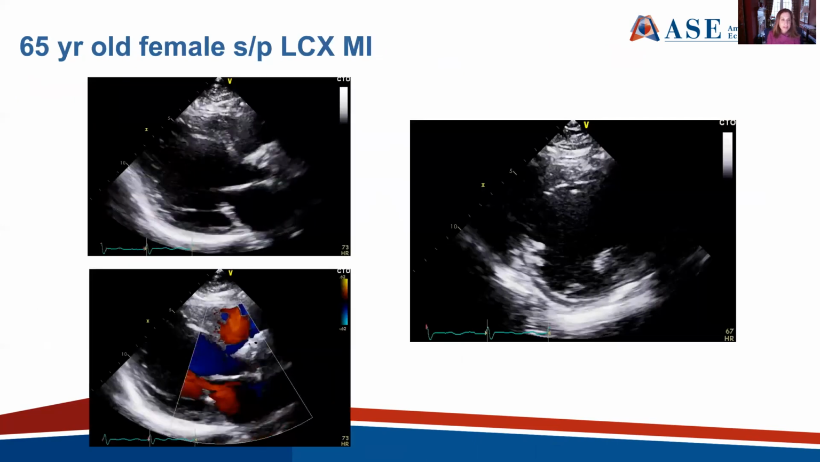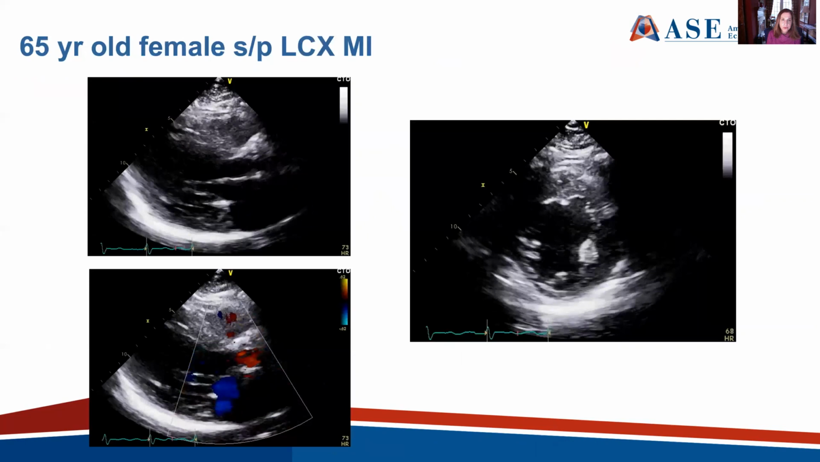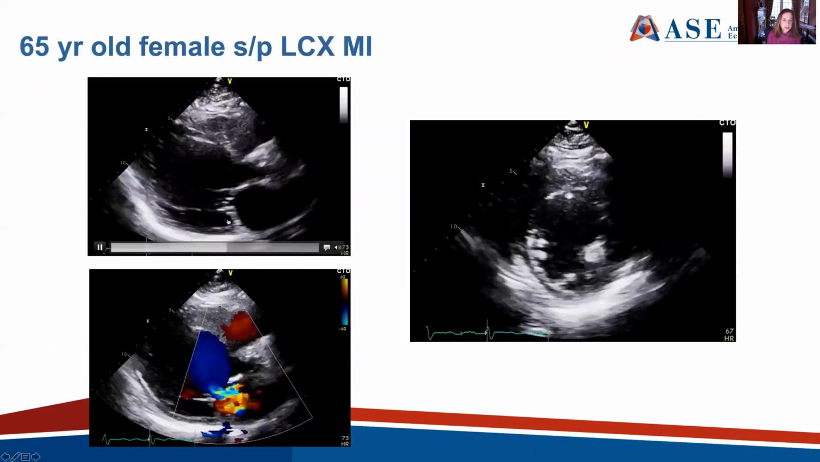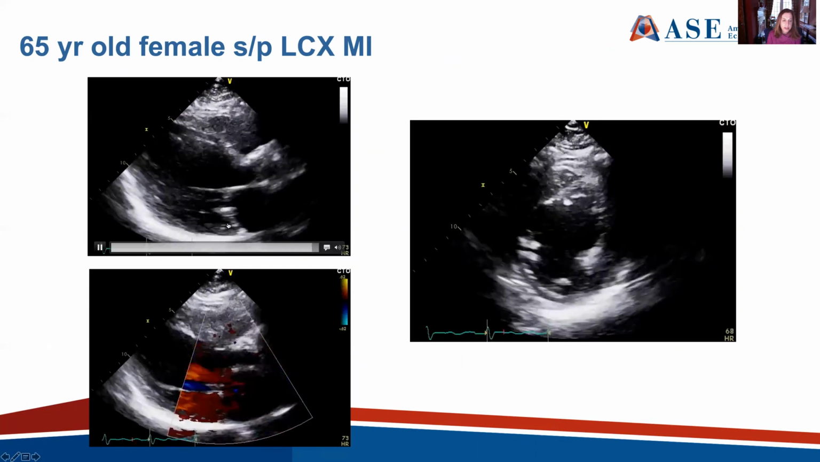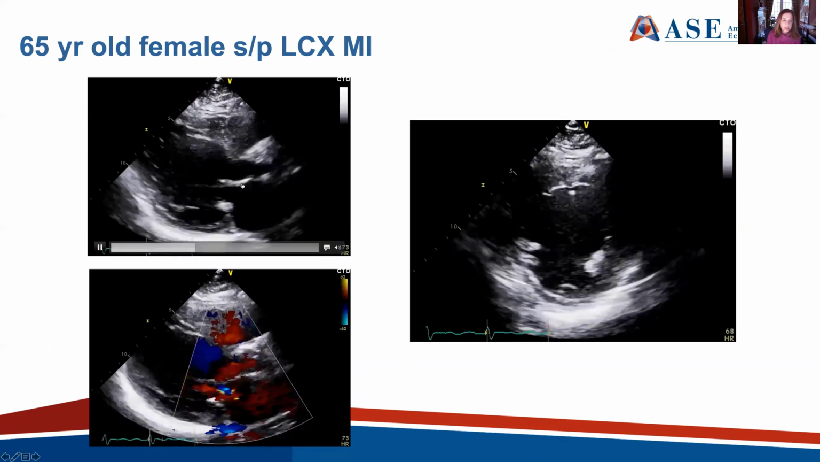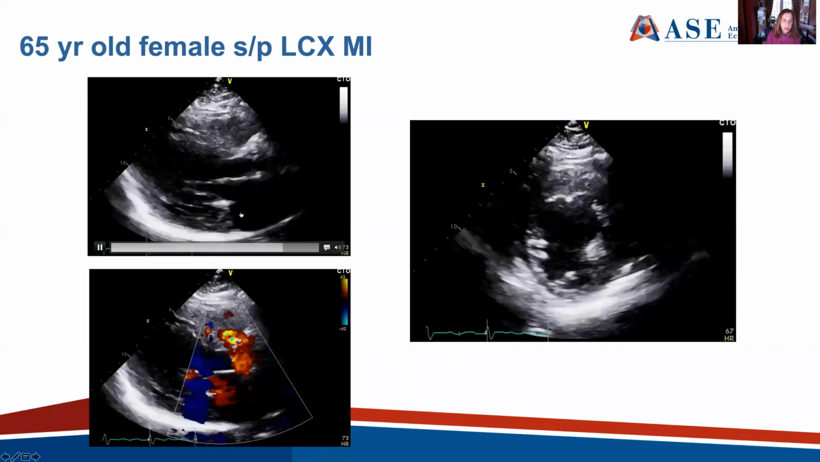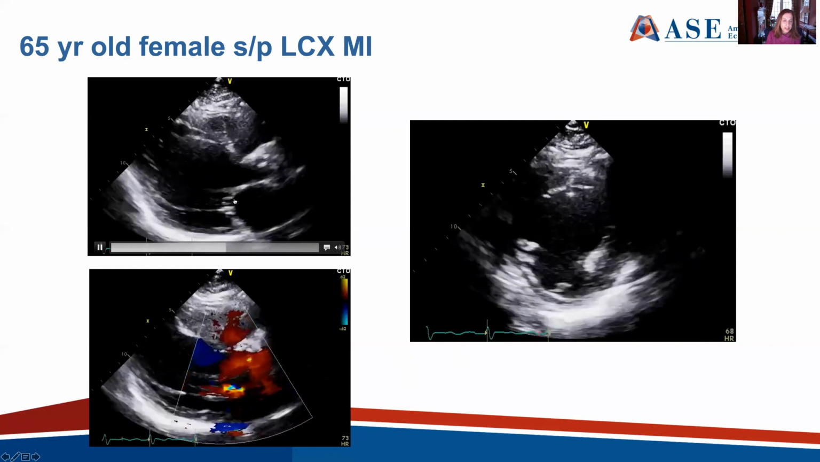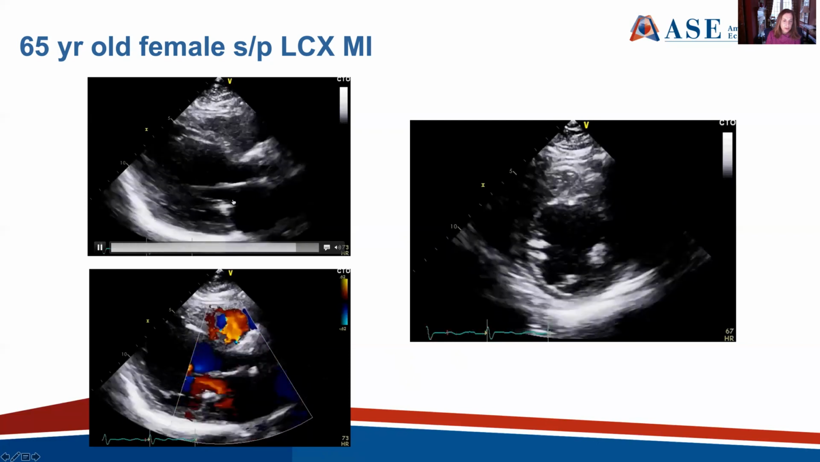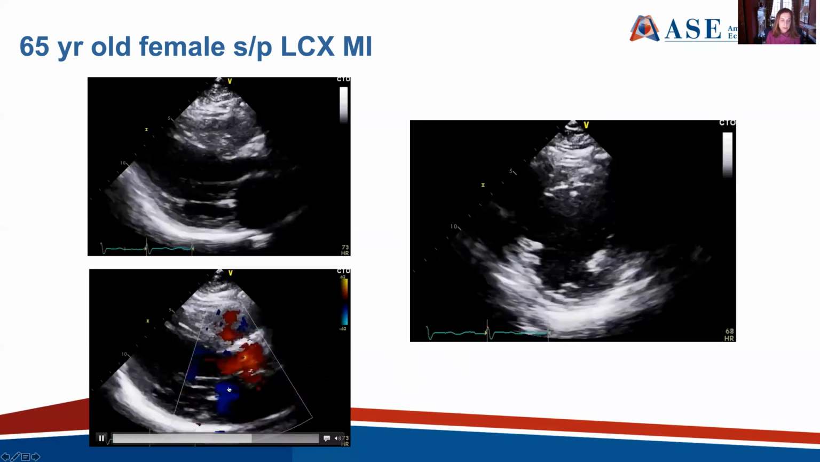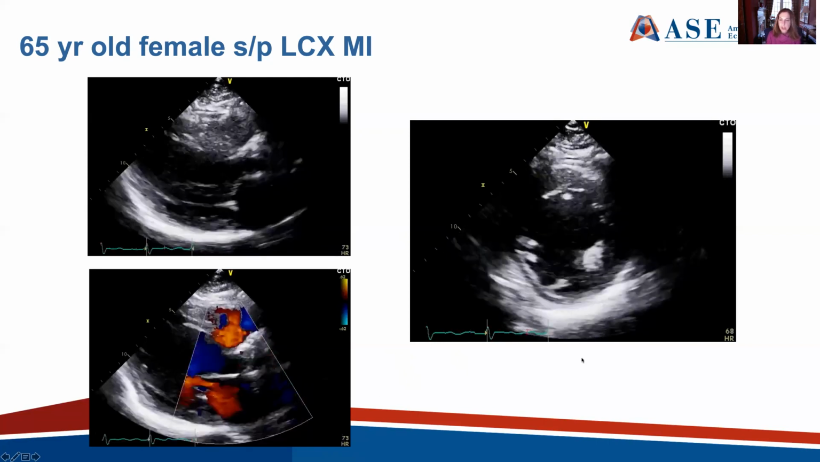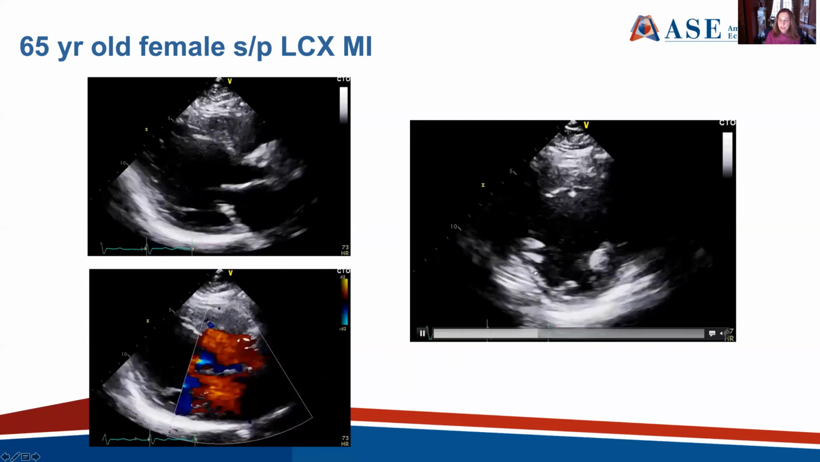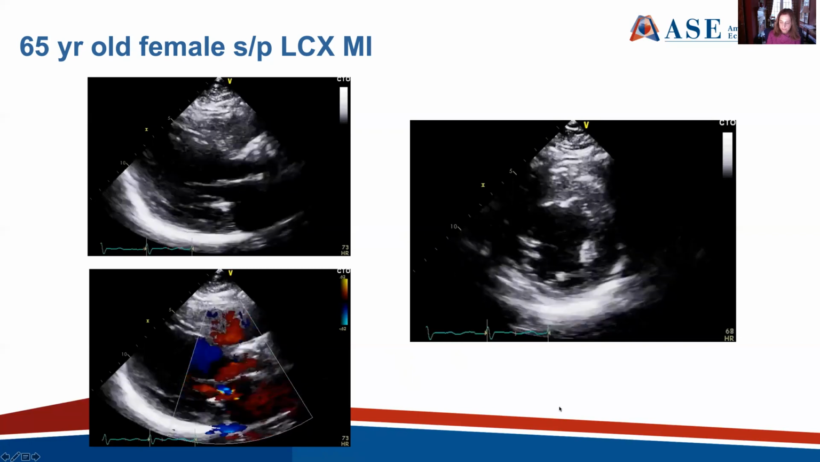So here's a live example of a 65-year-old female who had a circumflex infarct. You see on the parasternal long axis view that the infralateral wall is akinetic, and there is some tethering of that mitral valve. Okay, and if you look very carefully, you can see that end-to-side configuration of the valve right here. And here's the associated mitral regurgitation. On the short axis view, you see that there's akinesis of the inferior and the infralateral wall.